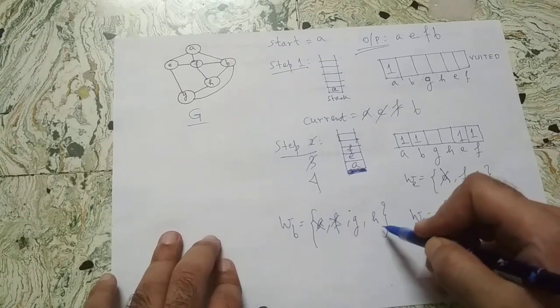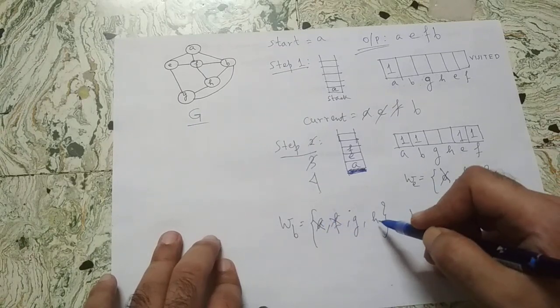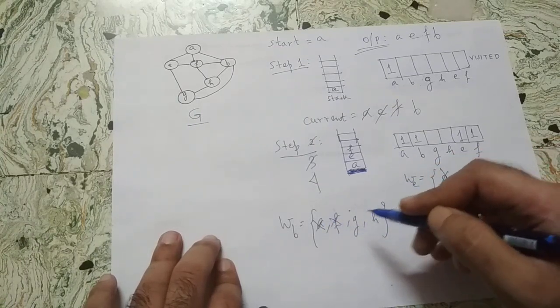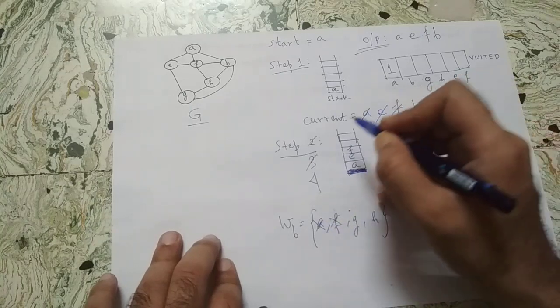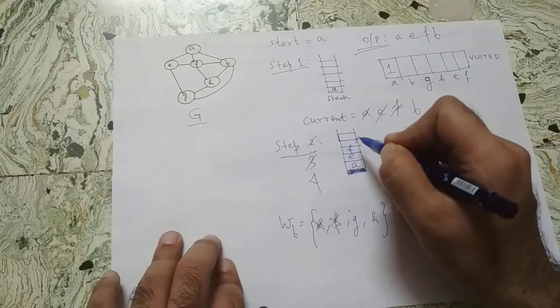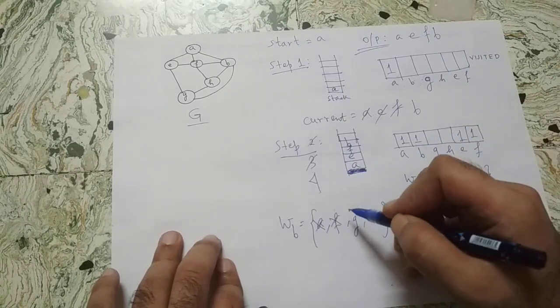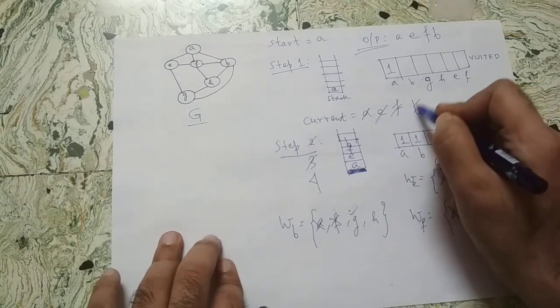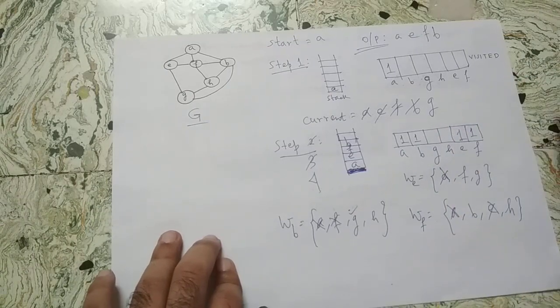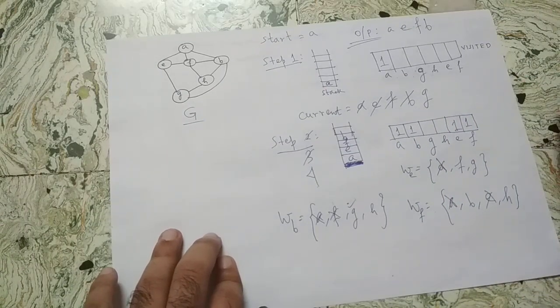Now the remaining vertices which are adjacent to B are G and H. Out of these two, I'll have to choose one as my current vertex by suspending the exploration of B. So I'll suspend the exploration of B by pushing it on my stack. And I'll choose, let's say, G as my current vertex, and now I'll move on to exploring G.